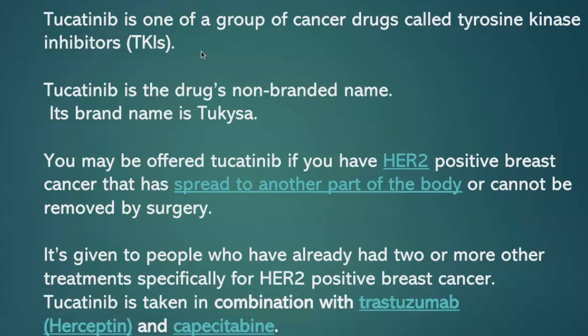So tucatinib is yet another biological therapy. Its brand name is Tukysa, and again, it may be offered to you if you have HER2 positive breast cancer that has spread. So it's giving a two-pronged approach. You use a drug that's going to target the receptor, and then you use another drug that's going to target the tyrosine kinase, and this two-pronged approach hopefully will give a double whammy to the tumor.